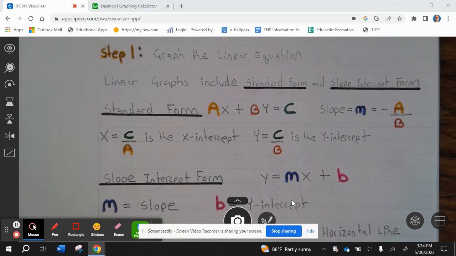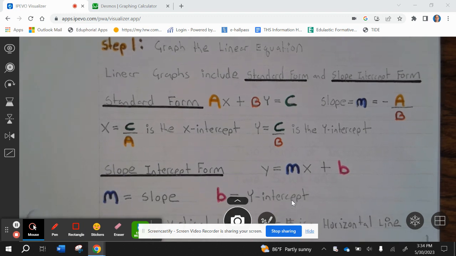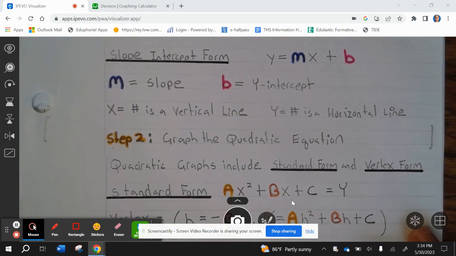Linear graphs include standard form and slope-intercept form. Standard form is ax plus by equals c, where slope equals m, which equals negative a divided by b. X equals c divided by a is the x-intercept, y equals c divided by b is the y-intercept. Slope-intercept form is y equals mx plus b, where m equals slope and b is the y-intercept. If x equals a number, it's a vertical line. If y equals a number, it's a horizontal line.